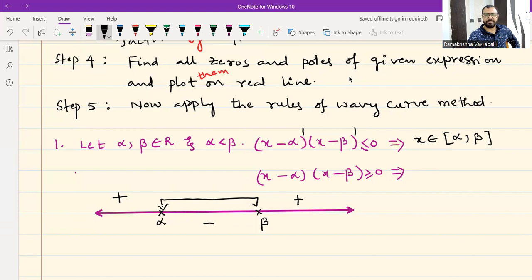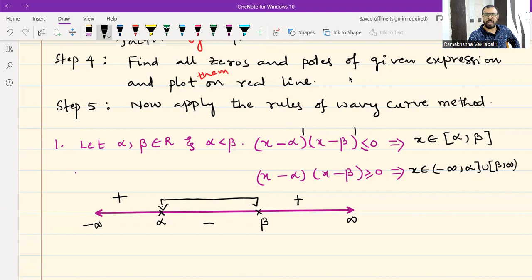You see the next one. We want that x minus alpha into x minus beta is greater than or equal to 0. So you have to search for the positive sign. Here is the positive sign, beta to infinity, minus infinity to alpha. So x belongs to minus infinity to alpha union beta to infinity.